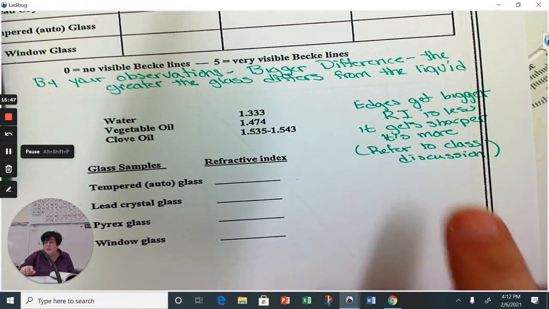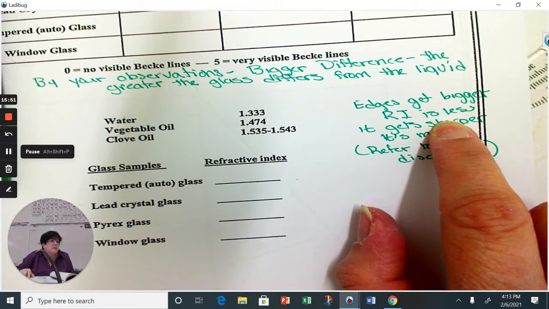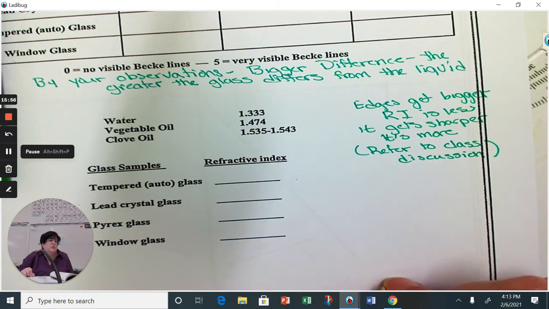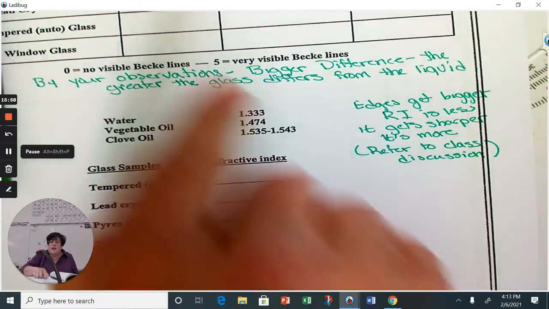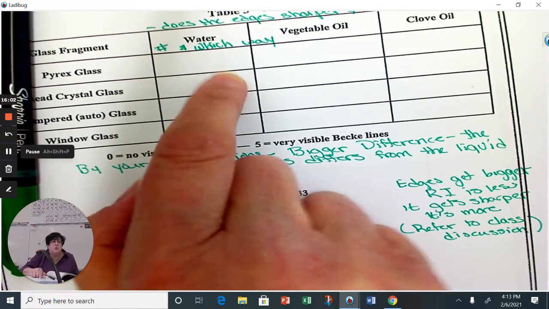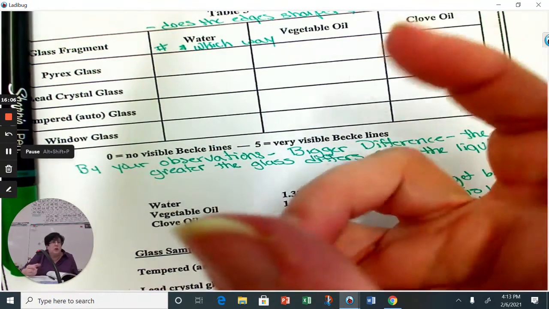Okay, guys, I did look it up. If it gets bigger, it has a lower refractive index. If it gets smaller, or sharper, it has a higher refractive index. Okay, so that's why you have to say here how much it differs in which way, bigger or smaller, meaning sharper or fatter. You're comparing it above and below the glass.